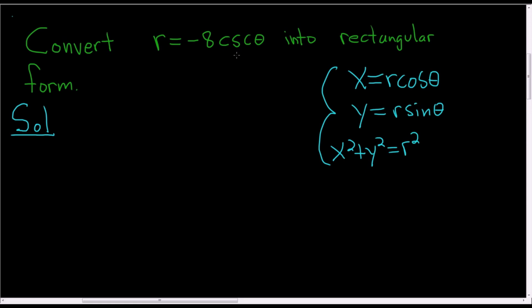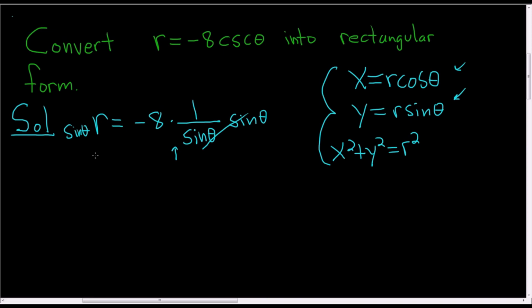You'll notice that we don't have a cosecant here in any of these formulas. So a good first step is maybe to write this as -8 times 1 over sine theta. And we're still not where we want to be because we don't have an r here. So one idea is to multiply both sides by sine theta, and that'll give us the r we need, because now on the left-hand side we have r sine theta, and on the right-hand side we just have -8.